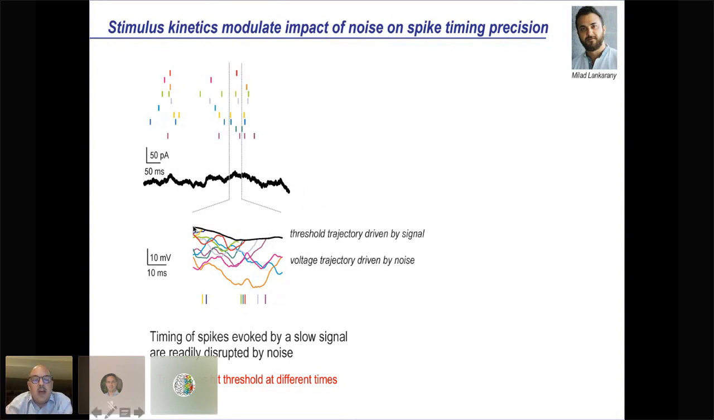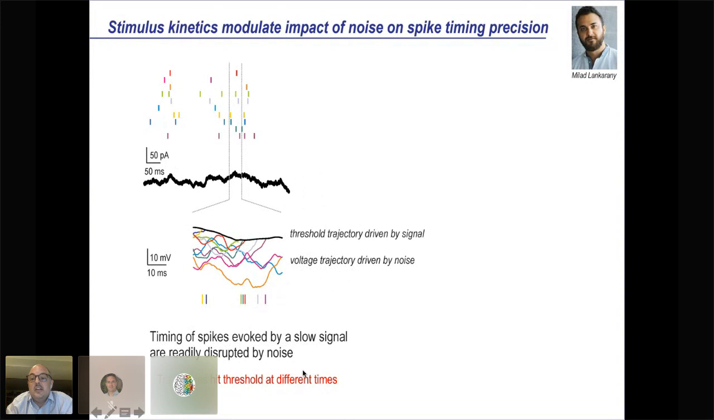And so what you can see is that when you have a slow onset stimulus, the threshold comes down, but the noise fluctuating around is causing these noisy fluctuations of the voltage trajectory. Each of these trajectories is hitting the threshold at a different position, at a different time. And consequently, you're getting quite a broad distribution of the timing of these spikes, right? So the timing of spikes evoked by a slow signal are readily disrupted by noise, and that's essentially because the trajectories are hitting threshold at different times.